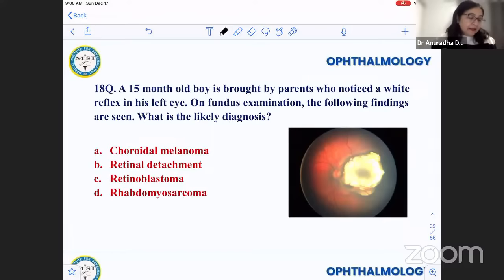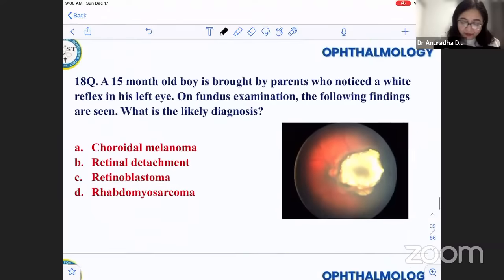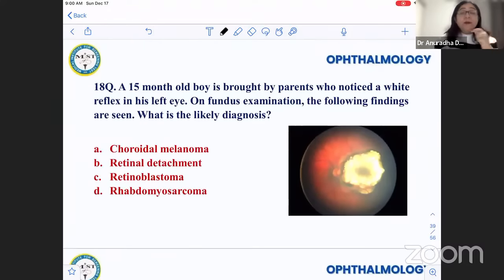Acanthamoeba ulcer, beta, clinically it will be a ring ulcer. Ring ulcer. Okay? And they will always give you some history that this is a contact lens user, having a painful red eye, decreased vision, ring ulcer. Theek hai beta? Okay, moving on to the next question, important topic, another one.